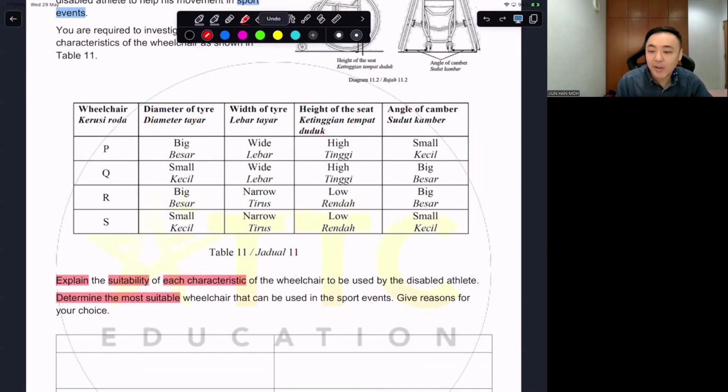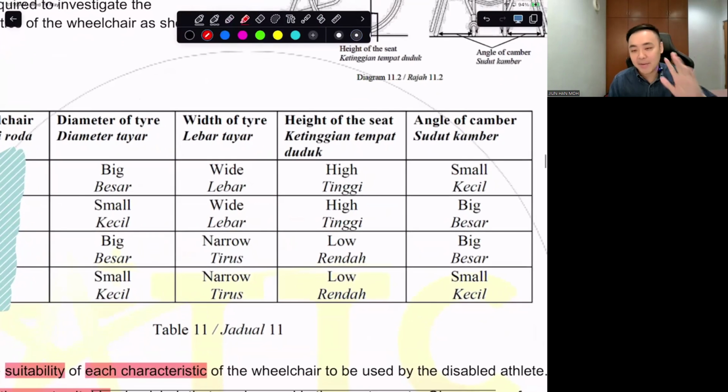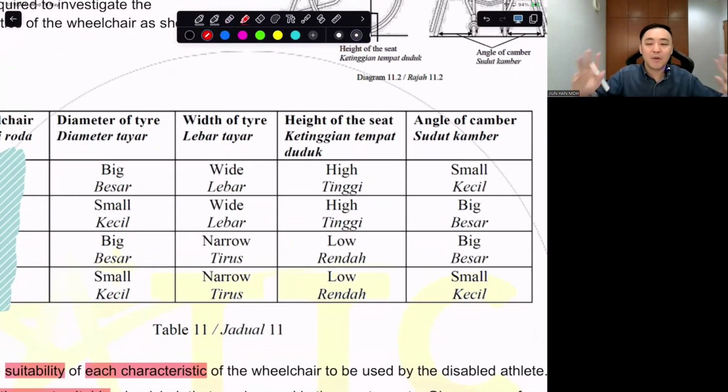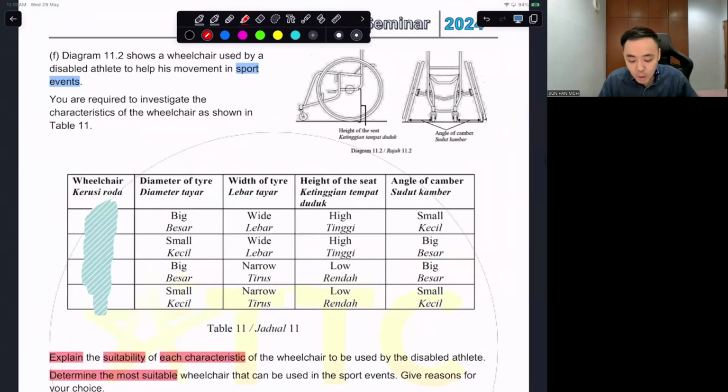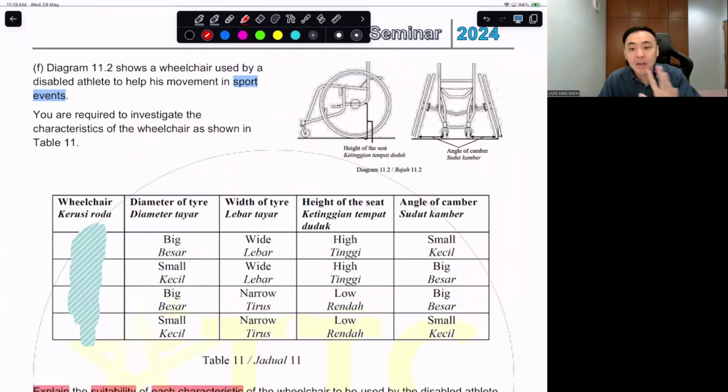Okay, so first thing first, that's why you literally ignore all this. We don't care what choices I have here. This one you don't care all the way. You just tell me one thing: the diameter of the tire. In your mind, for the best wheelchair for a sports athlete, should the diameter of the tire be big or small? So over here, what do you think? The diameter of the tire, as in this one.